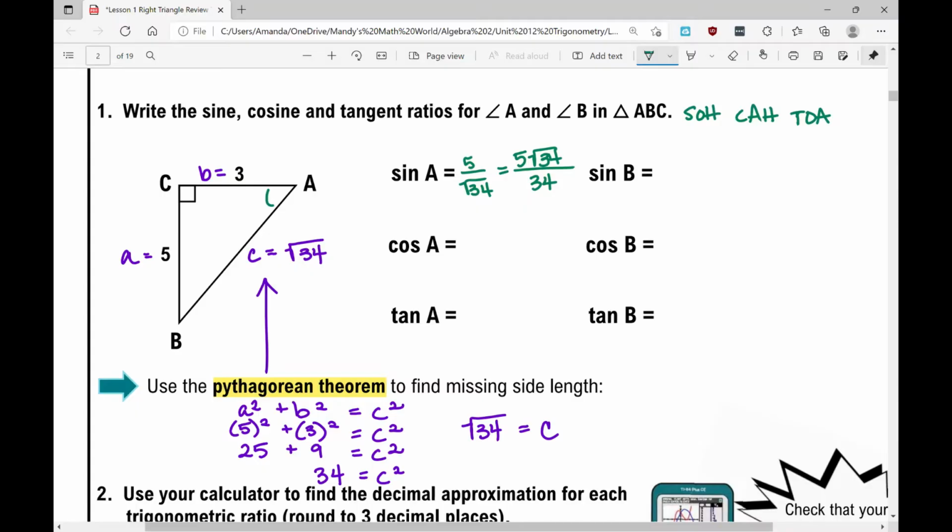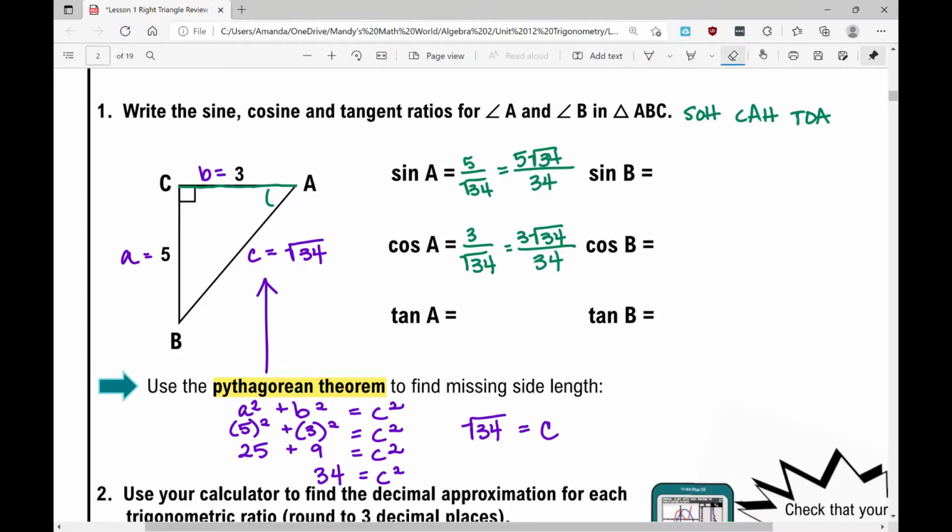So now let's talk about the cosine of A. The cosine of A is the ratio of the adjacent side over the hypotenuse. The side that's adjacent to this angle, or next to it, is 3, and the hypotenuse is the square root of 34. And again, just like the sine of A, I don't want a radical in the denominator. So I'm going to rationalize the denominator, and I get 3 times the square root of 34 over 34.